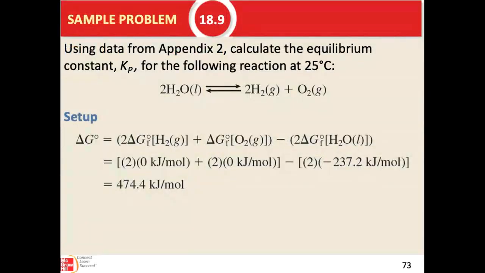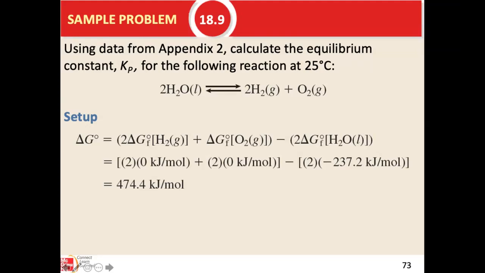So let's take a look at this example problem 18.9. They're giving us the reaction: calculate the equilibrium constant Kp for the following reaction at 25 degrees Celsius. H2O liquid decomposing into hydrogen gas and oxygen gas. But they said use the data from appendix 2 to calculate that. So of course we need to find the standard free energy.